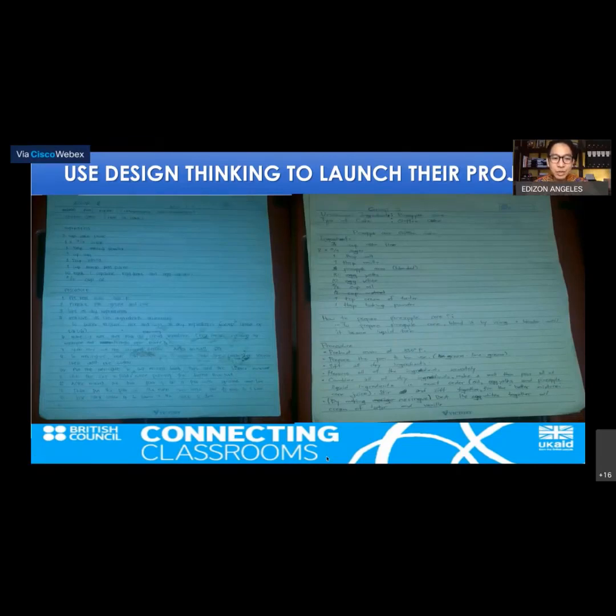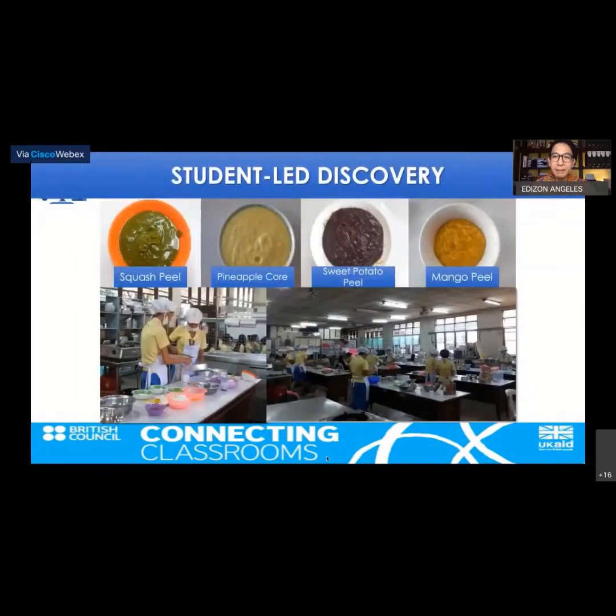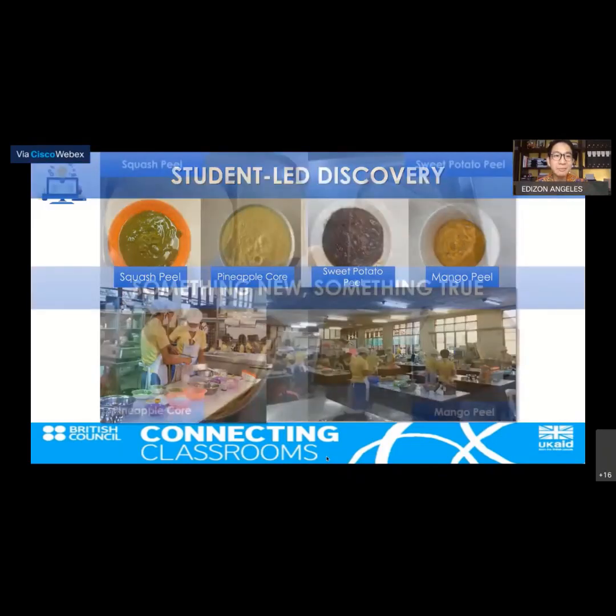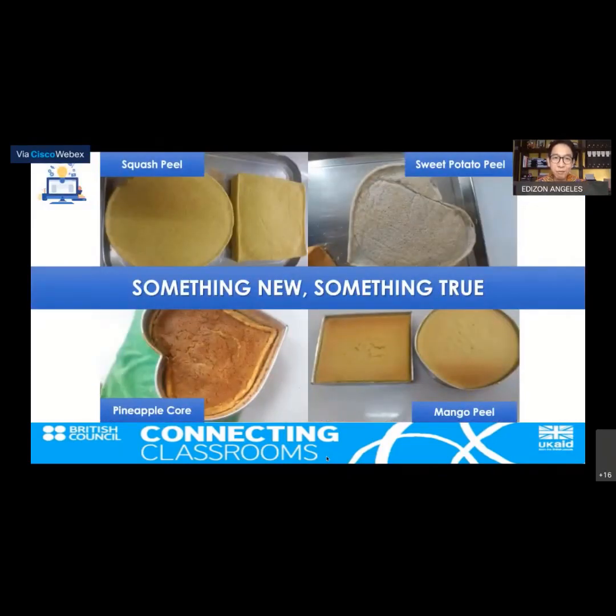In this case, these students were extracting alternative flour from wasted plant parts, and they looked at the squash peel, the pineapple core, the sweet potato peel, and the mango peel. Ordinarily, in your laboratories, that's where they can do this. But in the comforts of their homes, they can also do these experiments on their own. And if they're lucky enough, they can actually create some food items from them, like the alternative flour you extracted from these wasted plant parts that can be used for what we call squash peel cake, sweet potato cake, pineapple core cake, and mango peel cake. So no food is wasted.